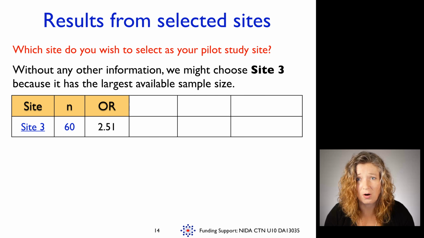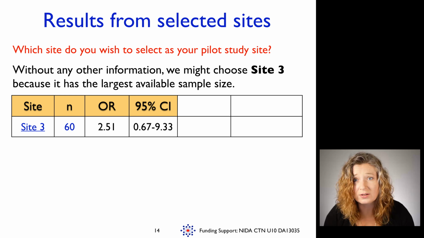It means that the odds of being abstinent in the last 4 weeks of the study were 2.51 times higher on TRX than on TAU. That is quite high. The 95% confidence interval, however, is from 0.67 to 9.33.